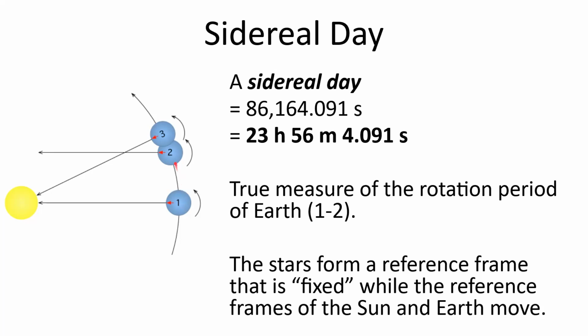So a complete spin of the Earth can be measured relative to the stars because the stars are so far away, they're essentially a faraway reference point. You can think of them as creating a reference grid in the sky, the stars do. And so by watching the stars, we can get a measure of how long it takes the Earth to actually spin once on its axis. And it's a little bit shorter than the solar day. Its period is 23 hours, 56 minutes, and 4 seconds. So just about 4 minutes shorter than the mean solar day.